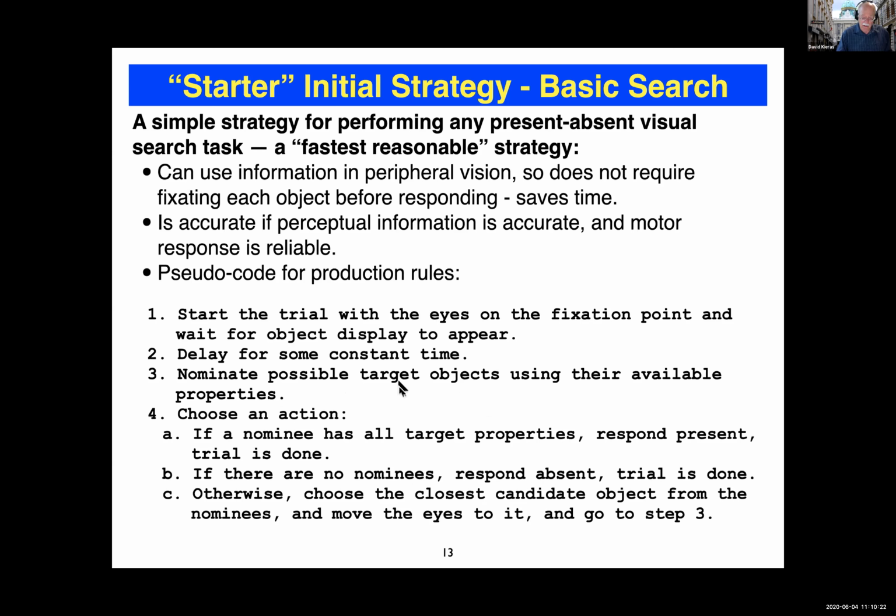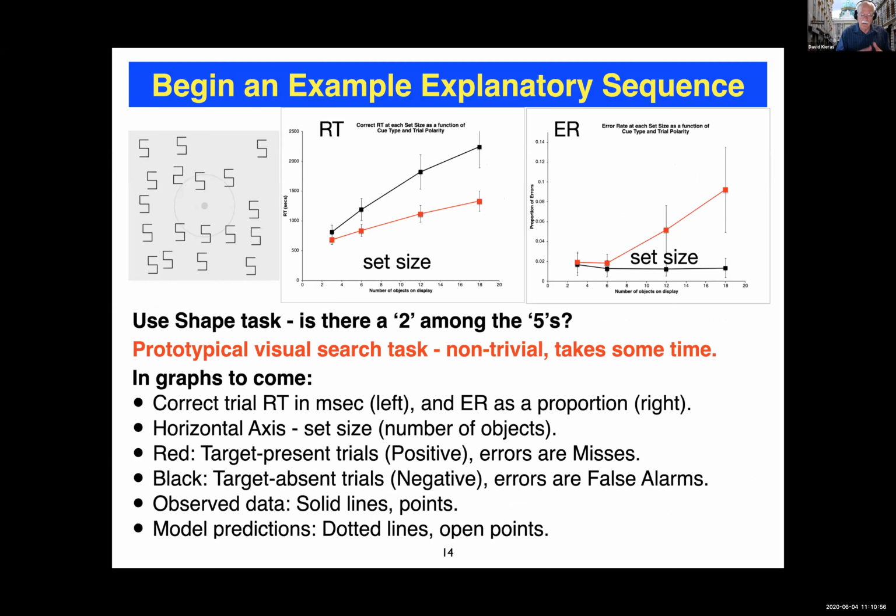So one thing that happens here is that, for example, in the shape task, if you can't see the shape of something, then that's a possible target and you may want to go look at it. But if you can see all the shapes there and they're all distractor shapes, the fives in that case, then nobody gets nominated as a possible target, so you can respond absent and the trial is done. So you only have to move the eyes as much as is necessary to resolve the state of particular objects. Because of peripheral vision, you can see more than one of these at a time. Okay, so let's start an example explanatory sequence. Here's that with the shape task.